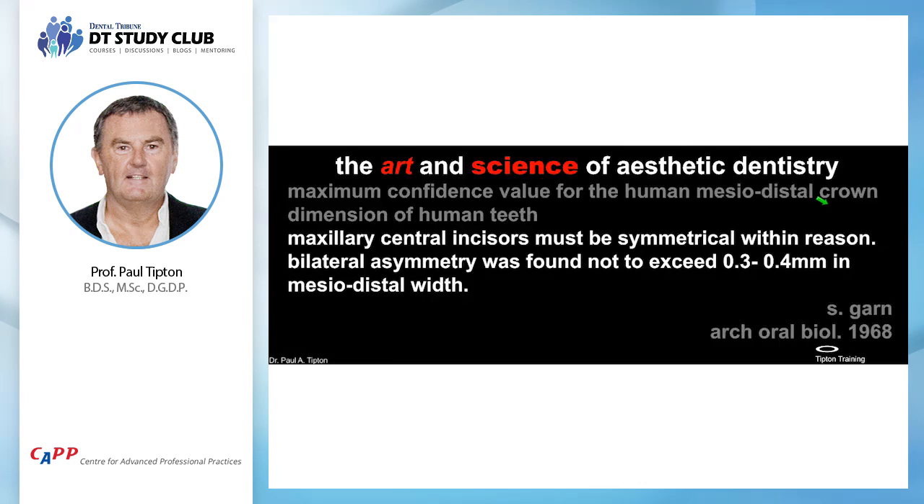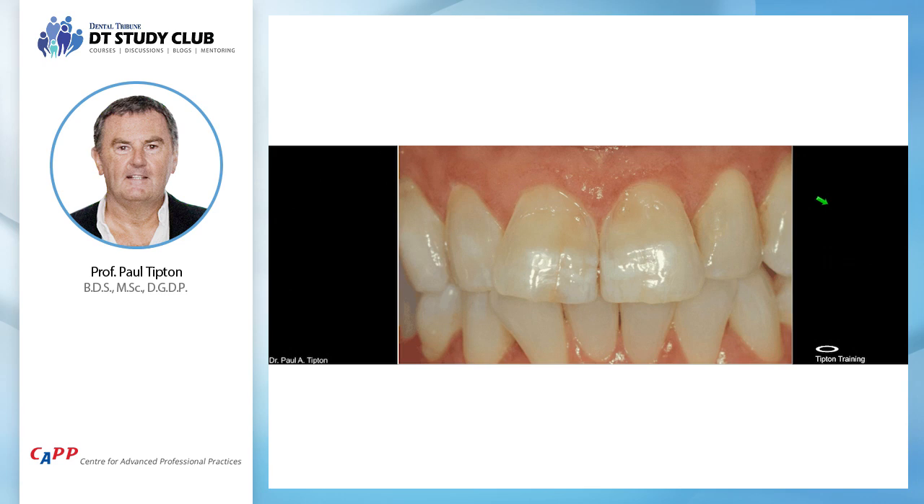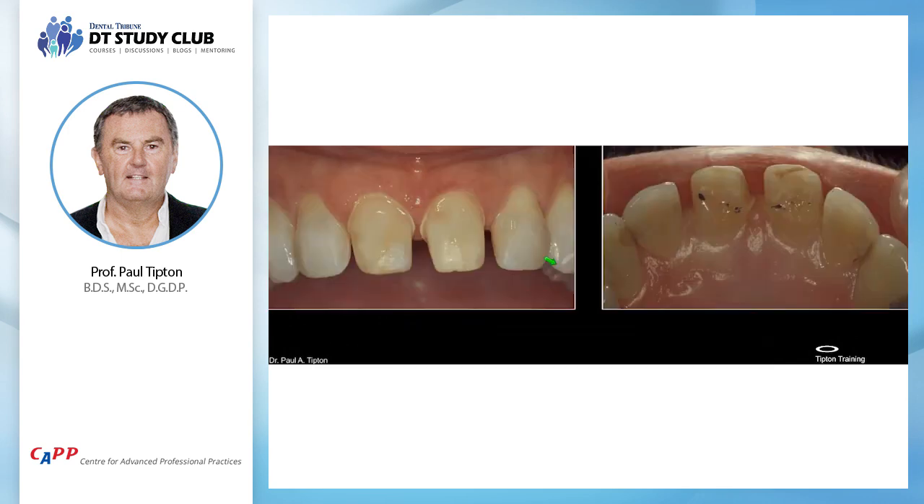So maxillary central incisors must be symmetrical. And here's a case that we can look at a little bit more closely. You can see the symmetry is wrong to start off with because this tooth is inclined badly. We've also got areas of erosion. We've got a crack in place. And we're going to change these.